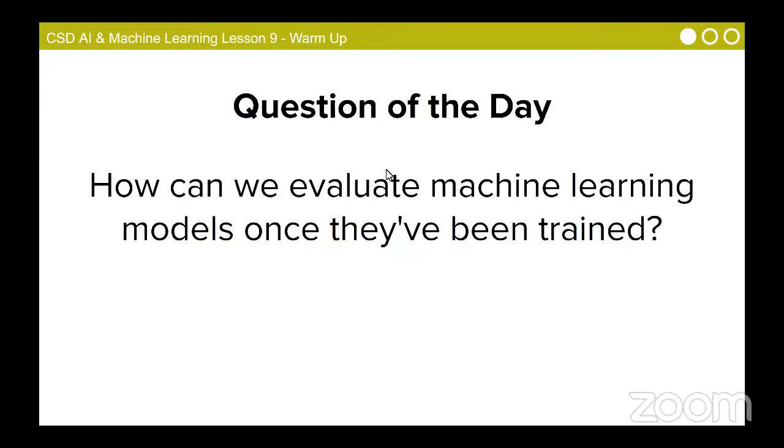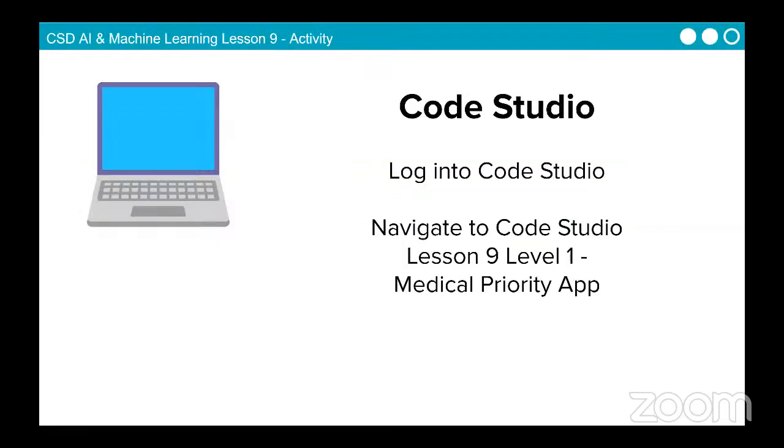So now the question for the day. How can we evaluate machine learning models once they have been trained, right? You can see that you've kind of got some evaluation. This is what you have to supply to the computer so that the computer learns what it needs to do at every particular time. So that is the question that we're going to answer now.